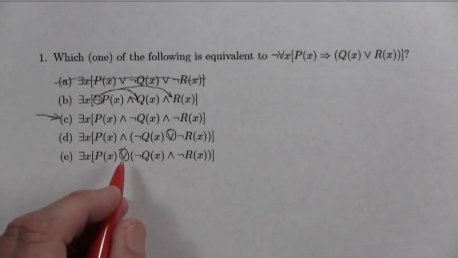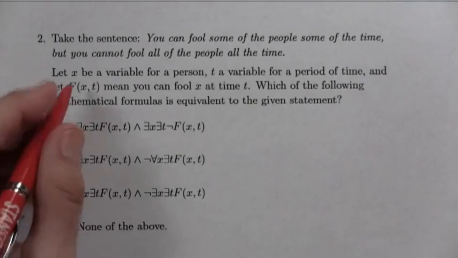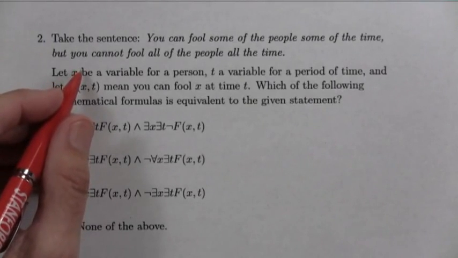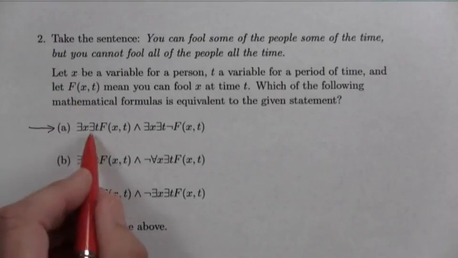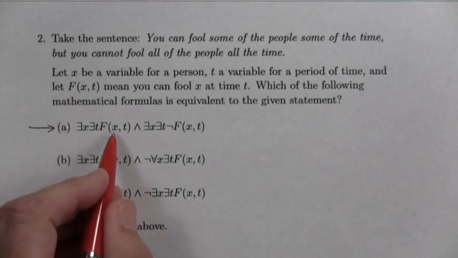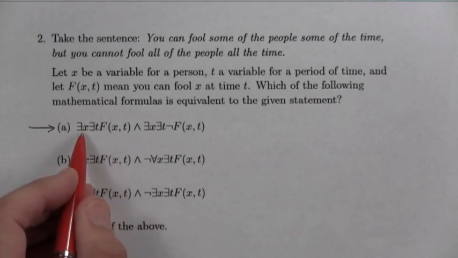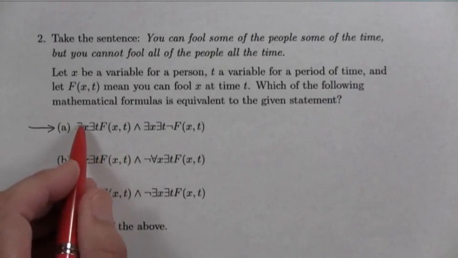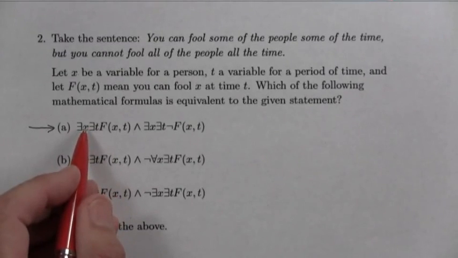Okay, let's go on and look at number 2 now. Well, as in question 1, let me jump first of all straight to the correct answer, and the correct answer is A. This says there are people and there are times at which you can fool those people. So you can fool some of the people some of the time. Remember, existence quantifiers are what we use in mathematics to capture the word some, or at least one. A little bit atypical in terms of what the word some means in everyday language.